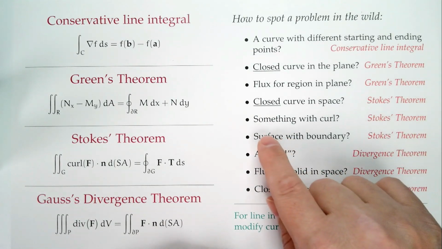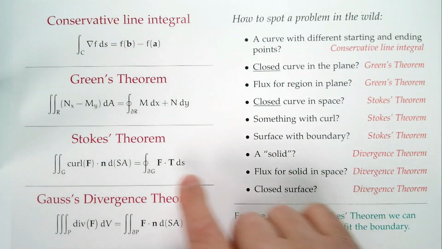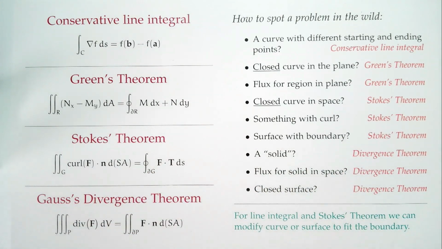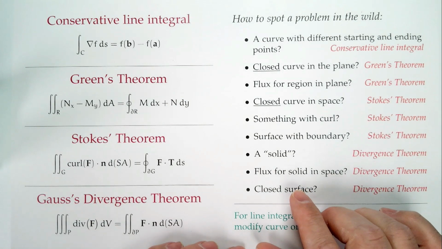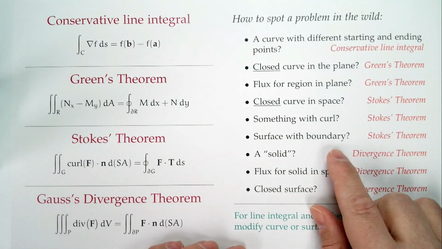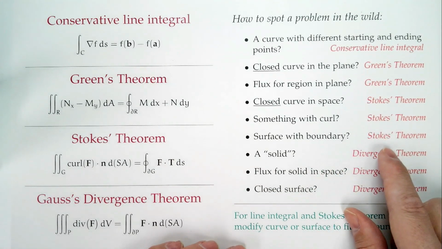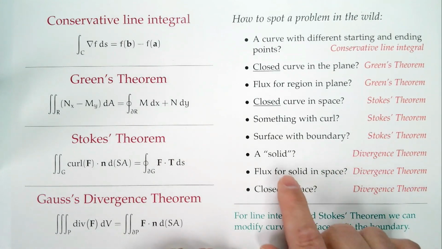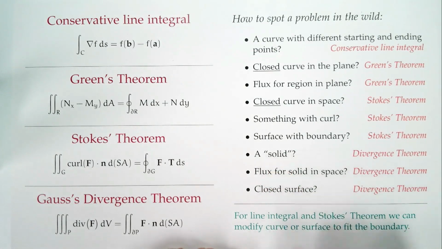Maybe you see something that has the word curl. Well, if you see curl, think Stokes, because Stokes is the part that had the curl in it. Maybe you have a surface, and that's the surface with an edge, surface with a boundary. Again, that's Stokes' theorem. How about divergence? We'll look for keywords. A solid. So the only thing that's a solid, a 3-dimensional integral, shows up in the divergence theorem.